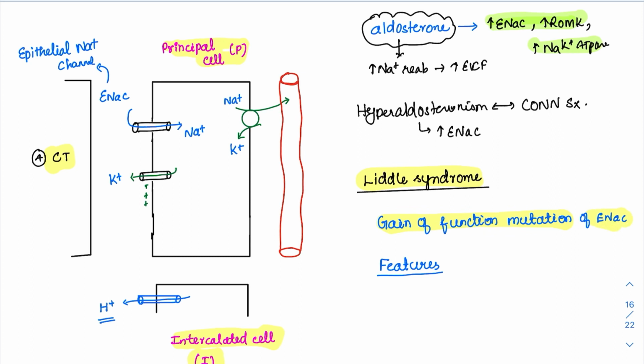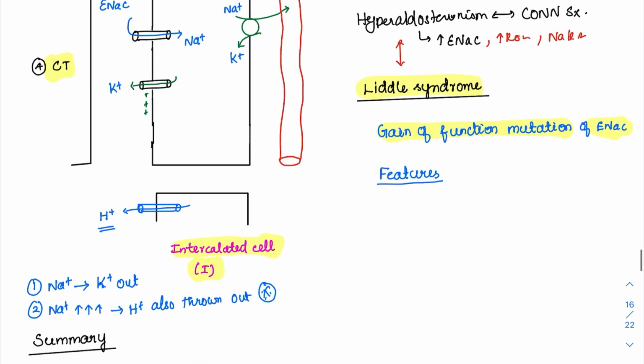So what will it mimic? It will mimic something similar to that of hyperaldosteronism. What is the only difference? In hyperaldosteronism, two more channels are being activated, that is the increase in ROMK as well as the sodium potassium ATPase. Whereas in Liddle syndrome, only the ENaC activity is enhanced a lot.